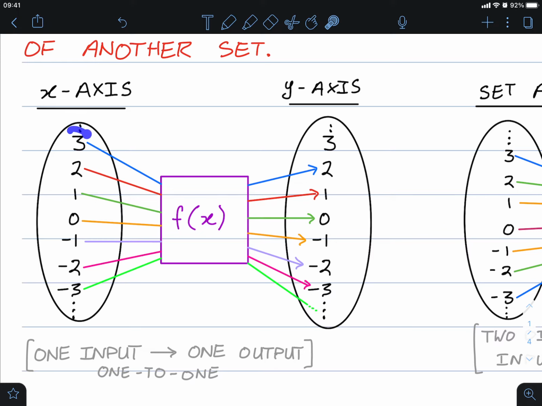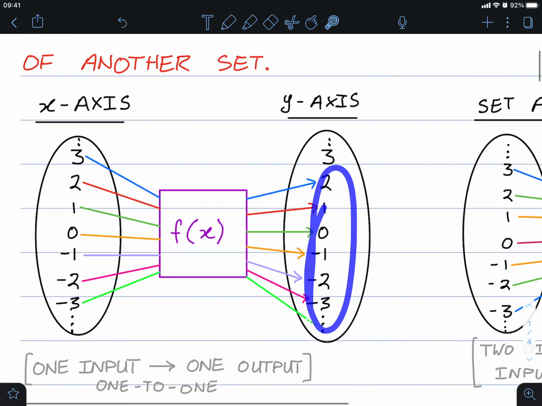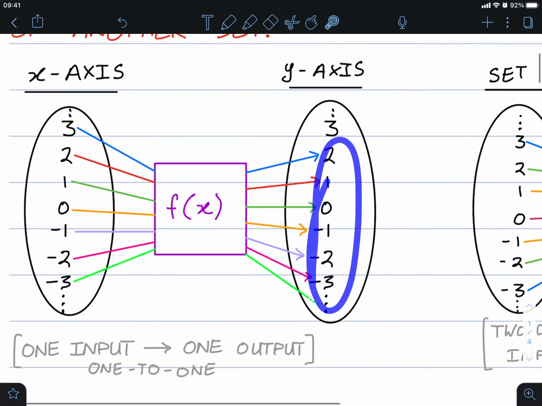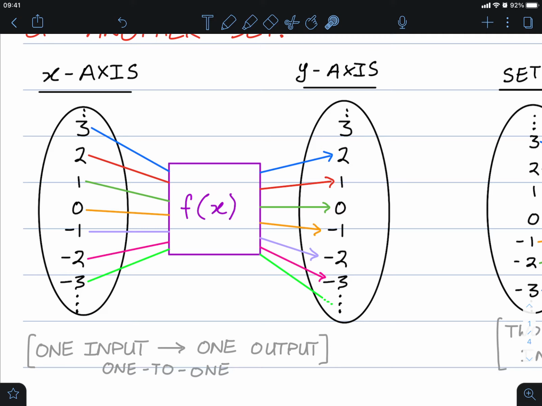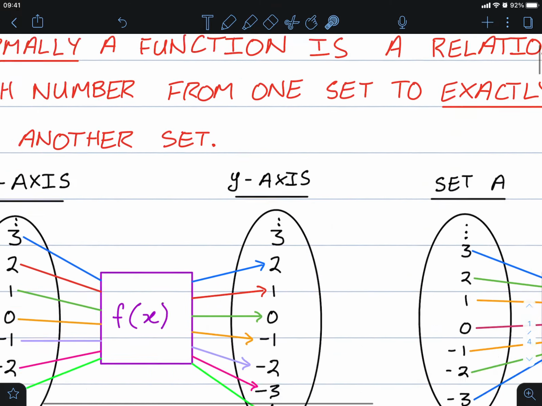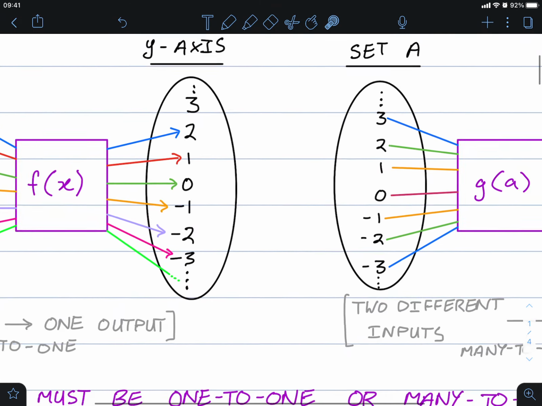So we take one number from one number set and we associate it to another number in another number set. I want you to take a close look at this one. So far, from what we can see, if we have one input, it goes to one output. This is an example of a one-to-one relation, but it's also a function.